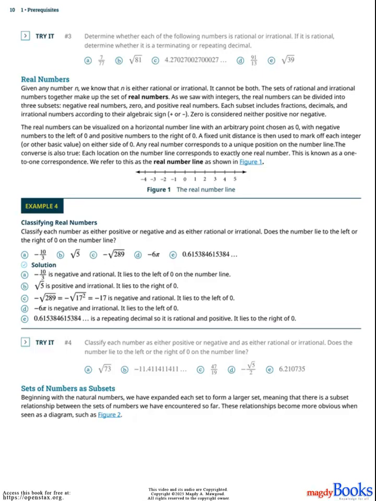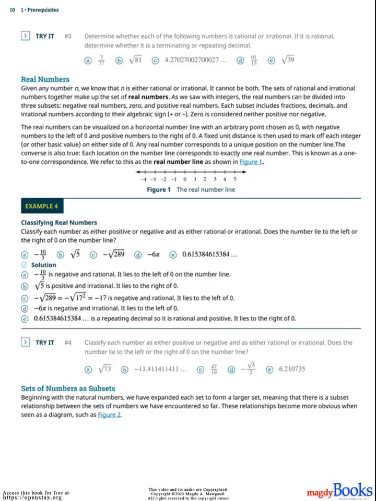The real numbers can be visualized on a horizontal number line with an arbitrary point chosen as 0, with negative numbers to the left of 0 and positive numbers to the right of 0. A fixed unit distance is then used to mark off each integer, or other basic value, on either side of 0. Any real number corresponds to a unique position on the number line. The converse is also true. Each location on the number line corresponds to exactly one real number. This is known as a one-to-one correspondence. We refer to this as the real number line, as shown in Figure 1. Figure 1, the real number line.